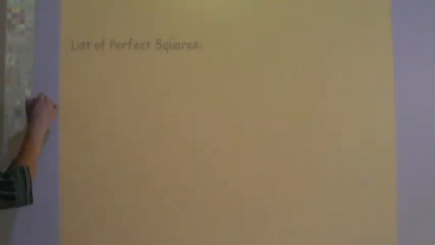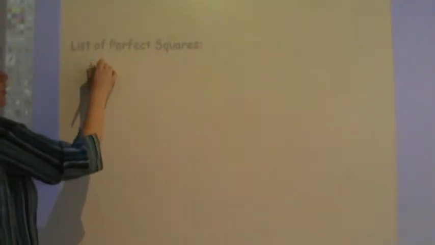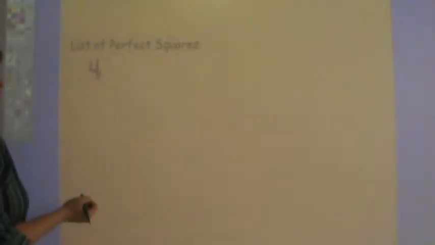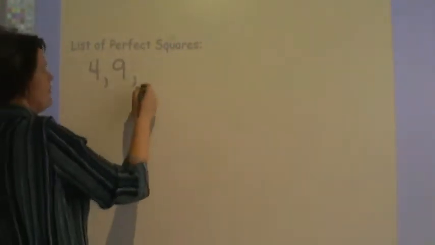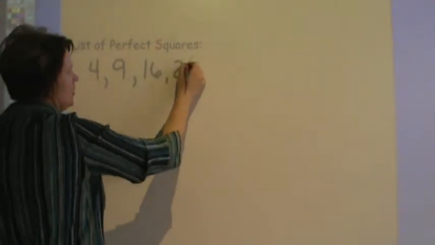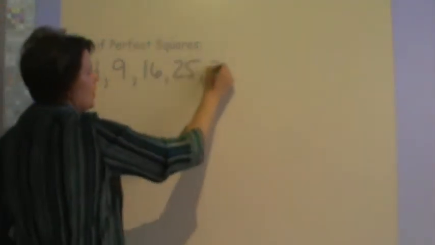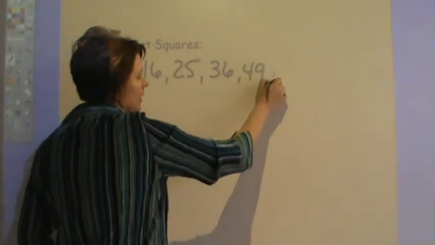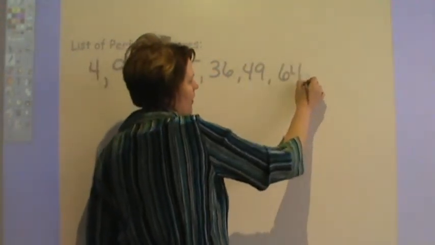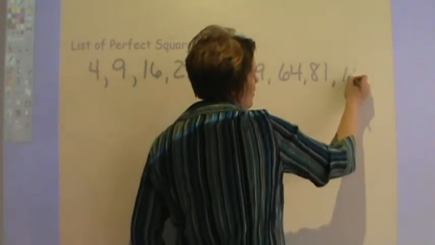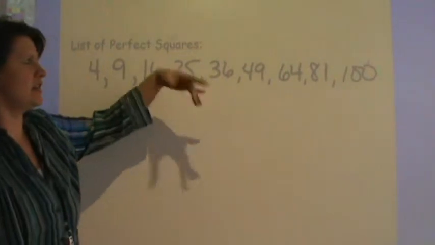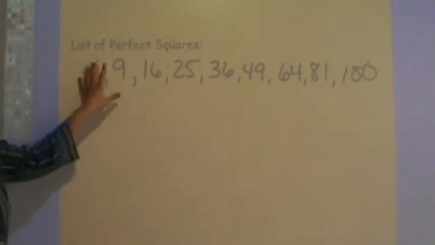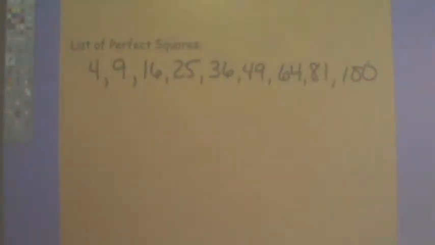Okay, so if you're going to do the perfect square method, you need to have a list of the perfect squares. For example, 4 is a perfect square because the square root of 4 is 2. 9 is a perfect square. 16, 25, 36, 49, 64, 81, 100. All of those are perfect squares. So if you know one of these numbers goes into our problem, you could use the perfect square method and then it'll get you there in shorter steps.